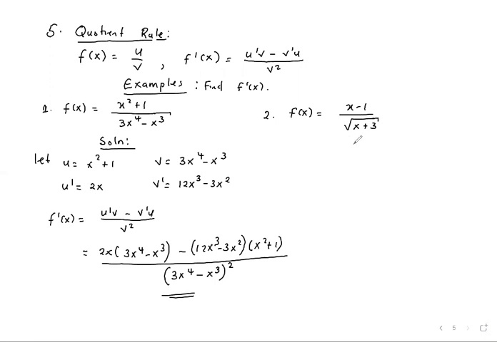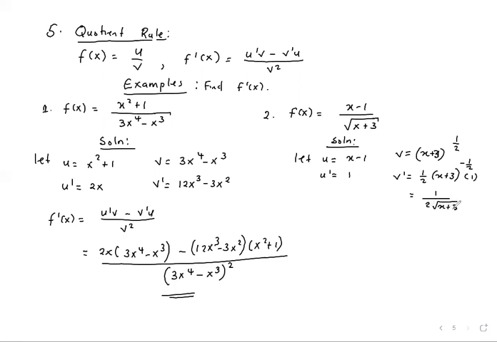Again, these are fractions, so you say the solution will be letting u to be x minus 1 differentiated to give us 1, v to be x plus 3 to the power half, and v prime will be half x plus 3 to the power negative half multiplied by the derivative of the inside, which is just 1. This is just giving us 1 over 2 the root of x plus 3.